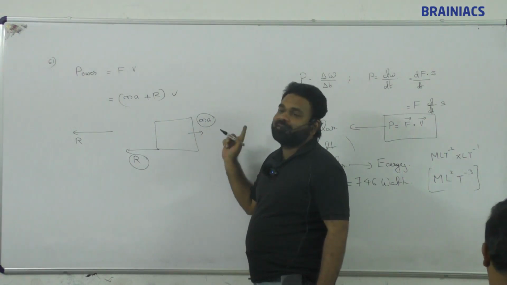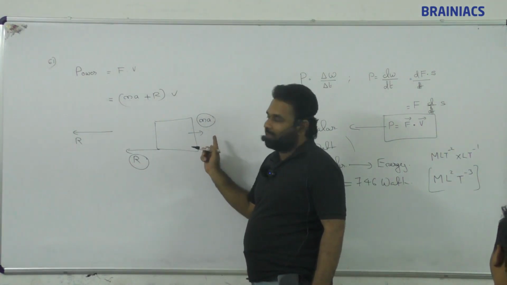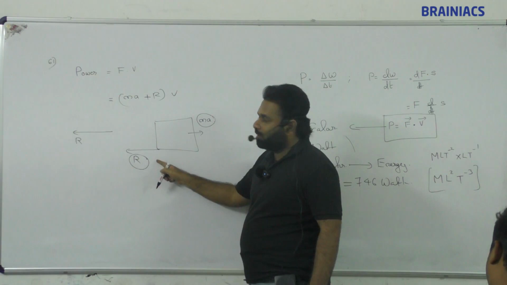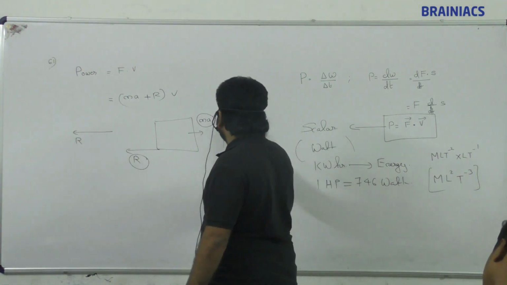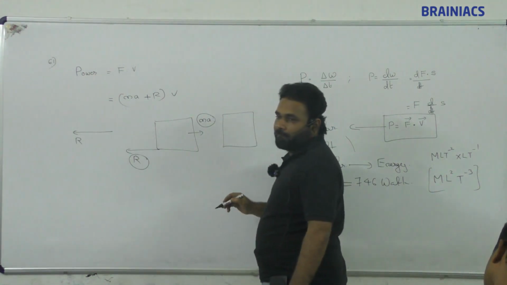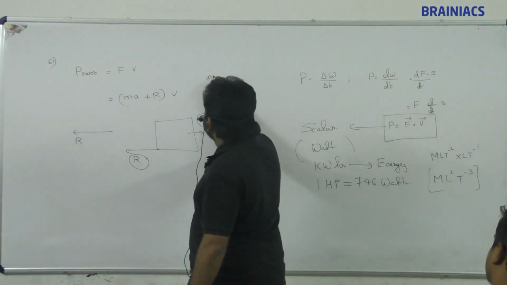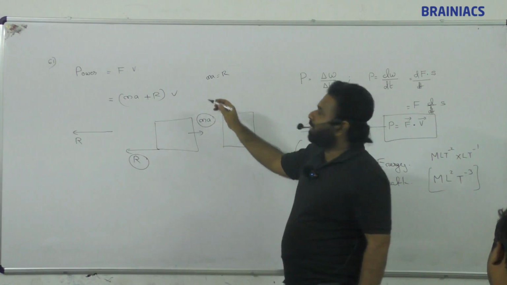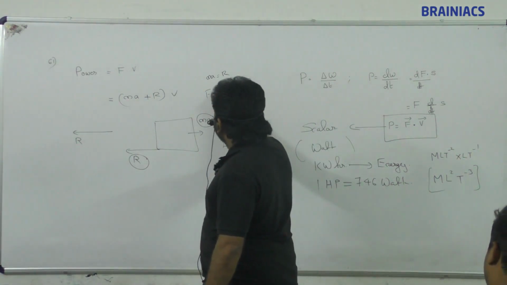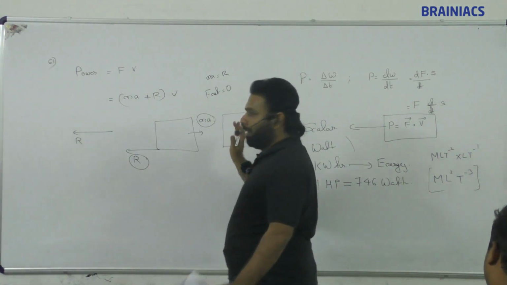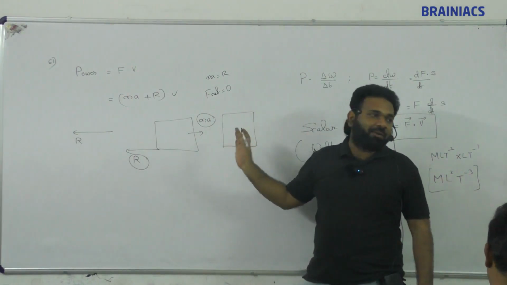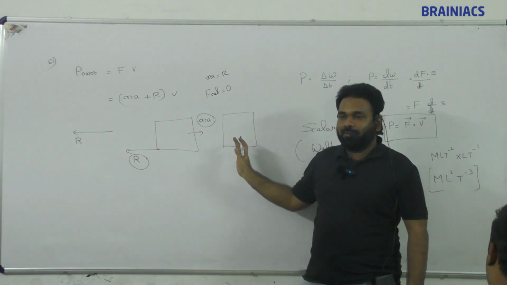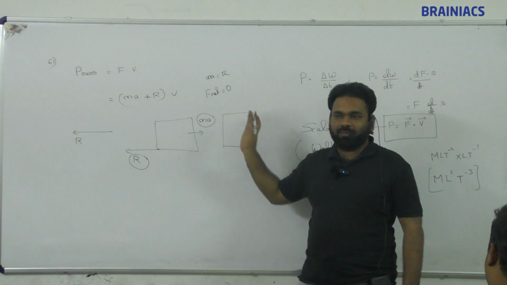If only MA is there, because of this one, I will stop here. Once this MA is equal to R, what will happen? Both are force. F net is equal to 0. Sugam, Sandosham, Nimmadi, Ange irukum vandi. Breakdown aids. Understood? So that is a different concept.